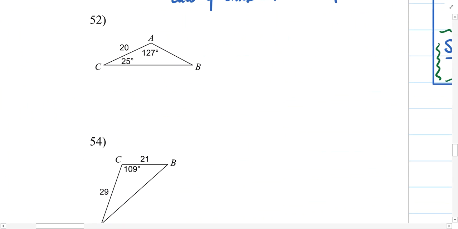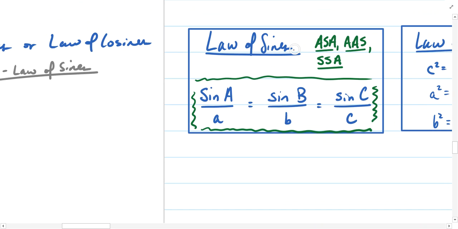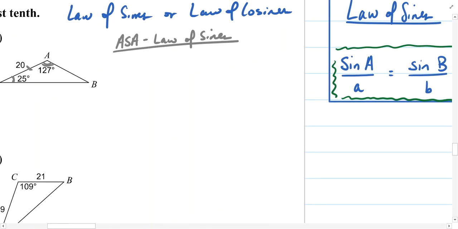Now, as far as using the laws go, I think the first thing we've got to do is identify what type of triangle we're dealing with. So in this one, number 52, I've got an angle measure here in the bottom left-hand corner. I've got an angle measure in the top, and I have a side length in between. So if I have two angles with a side length in between, that's an ASA triangle, and that tells me that I have to use the law of sines. I know that because I'm referencing my chart over here. I see ASA, so therefore I must be dealing with the law of sines.